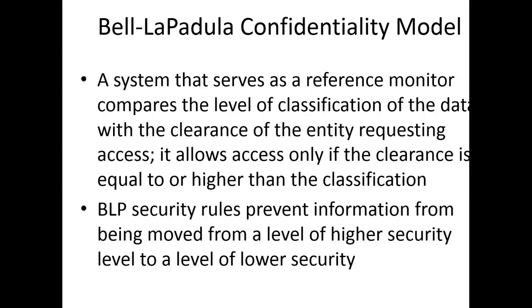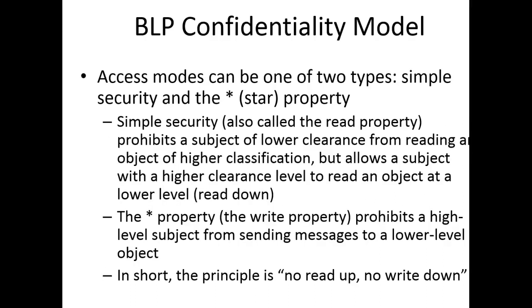So in this type of confidentiality model, known as a state machine reference model, a system that serves as a reference monitor compares the classification level of the data with the clearance of the entity requesting access. It can allow access only if the clearance is equal to or higher than the classification required to have access. BLP security rules prevent information from being moved from a higher security level to a lower level of security.